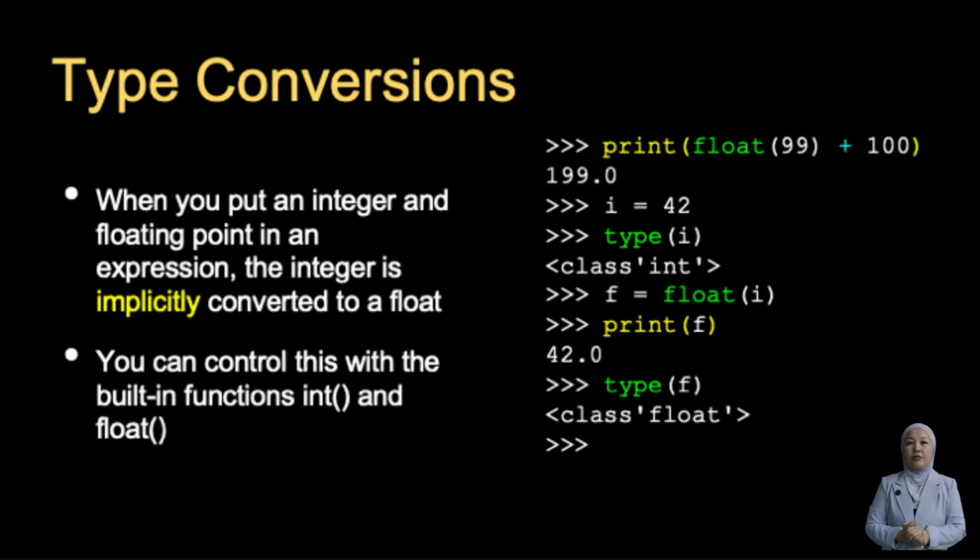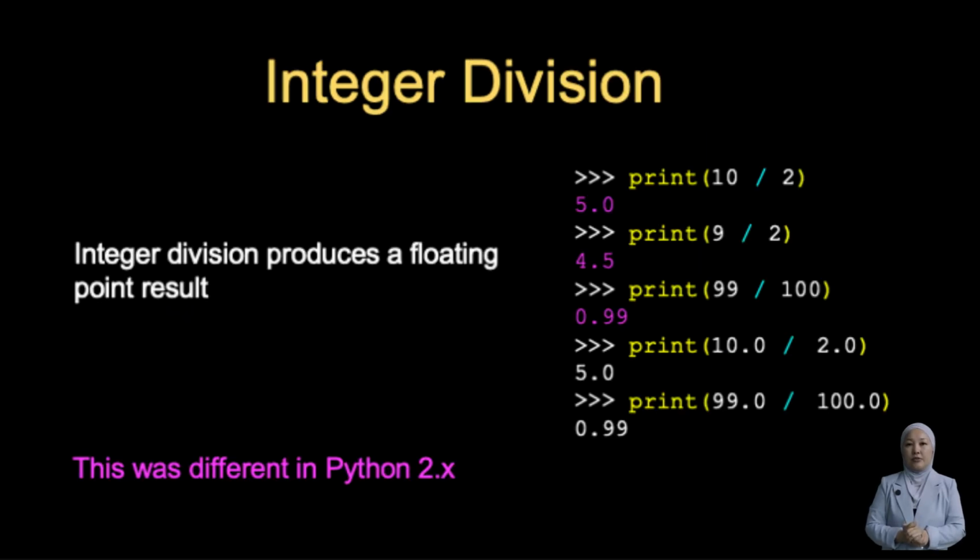Python often handles conversions between int and float for you automatically in expressions. This is called implicit conversion. If you add an int to a float, the int is converted to a float first. You can also perform explicit conversion using the int and float functions. For example, float(99) converts the integer 99 to the float 99.0.